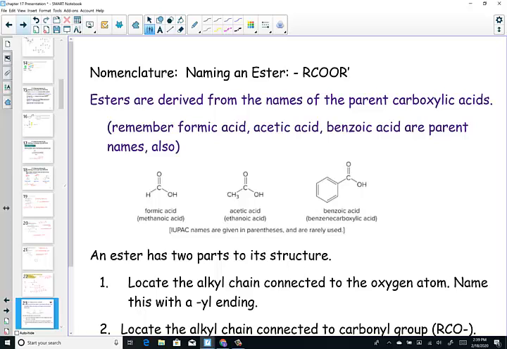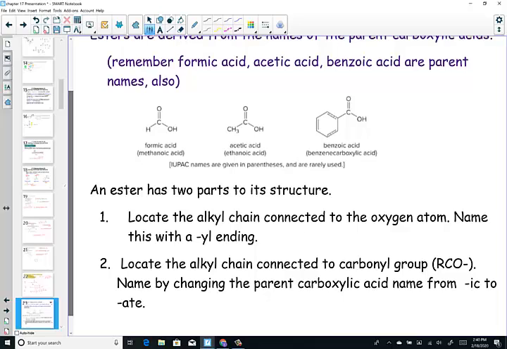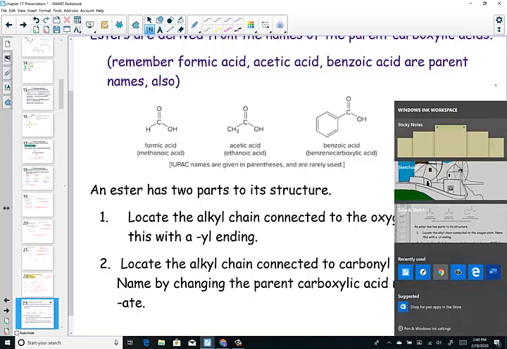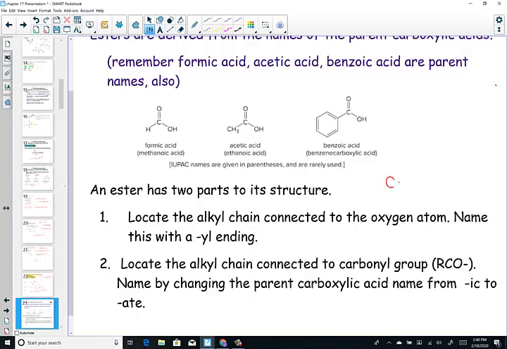These names are given as IUPAC names, but are rarely used. So let's use the common names for those particular structures. Alrighty, so that was just a review from a previous page. Here's how to name an ester. You want to locate the alkyl chain connected to the oxygen atom and name this with a -yl ending. Let's suppose I make one up here, 1, 2, 3, just to kind of remember. That would be an example of an ester.